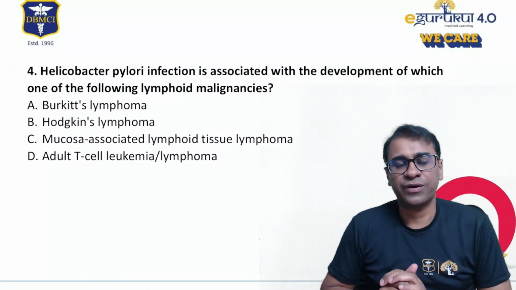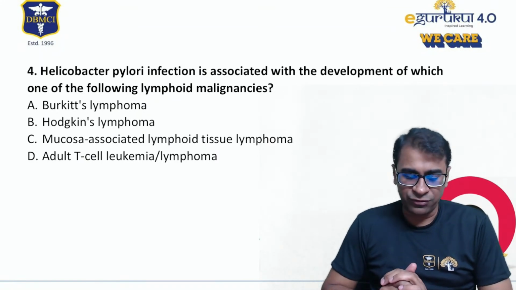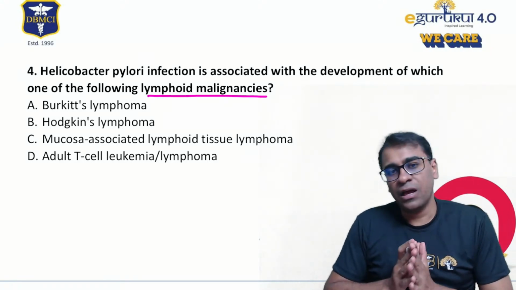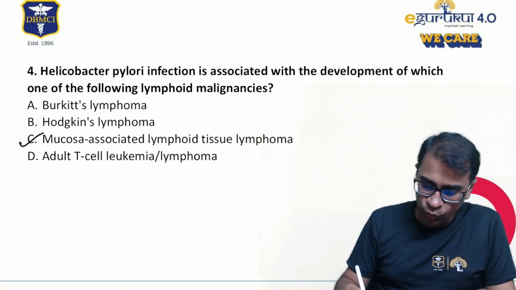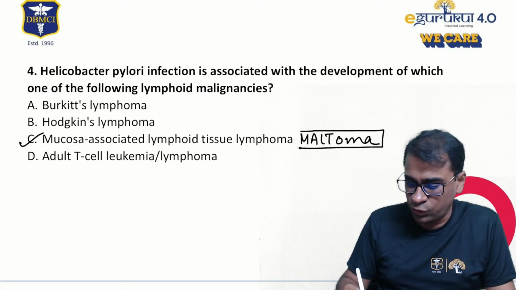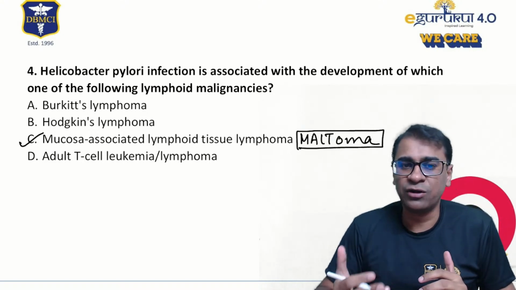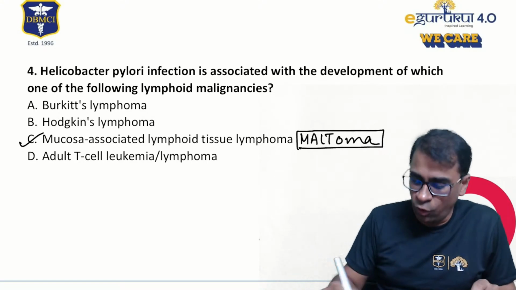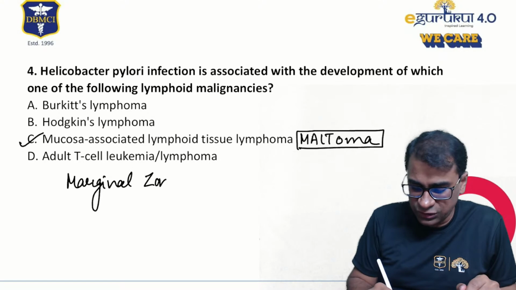Okay, this one. Helicobacter pylori infection is associated with the development of which of the following lymphoid malignancies? Look, answer here, guys. What is the answer here, first of all? Yes, the answer is mucosa associated lymphoid tissue tumor, that is called maltoma. Correct. So the answer to this question is maltoma. Now look, what happens in maltoma is, maltoma basically is a type of tumor which belongs to the marginal zone lymphoma. I hope you remember from the classes, marginal zone lymphoma.